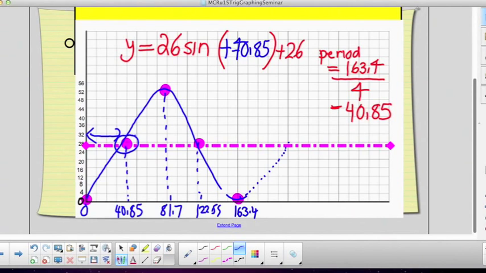I could continue drawing. If it says to draw the graph for 2 complete cycles, I would continue drawing the graph. This is a little bit harder because the values are decimals. I'm going to do another example for you that's straight from the unit guide. But for now, let's just answer the questions based on the graph.